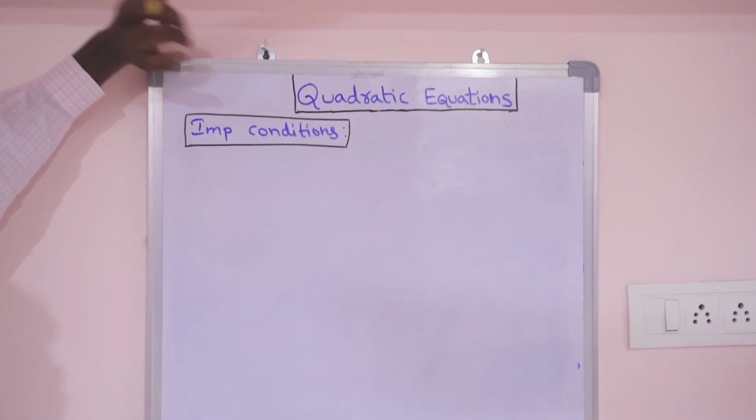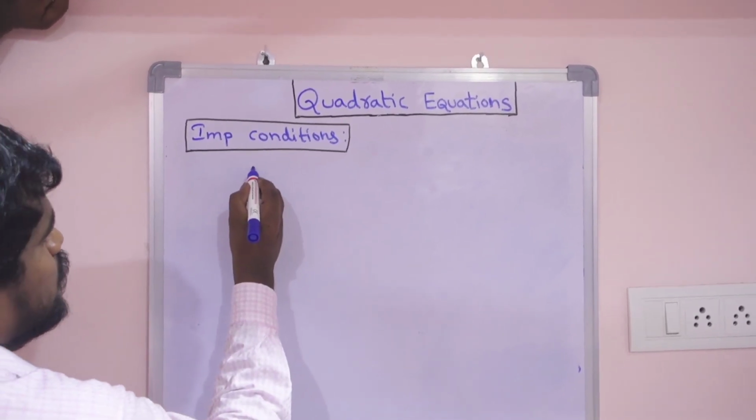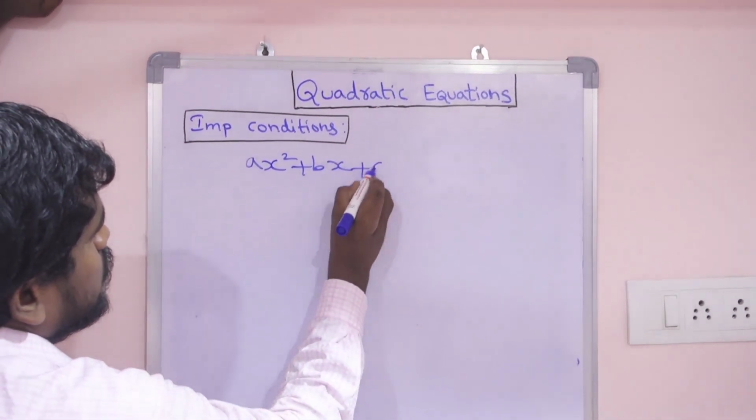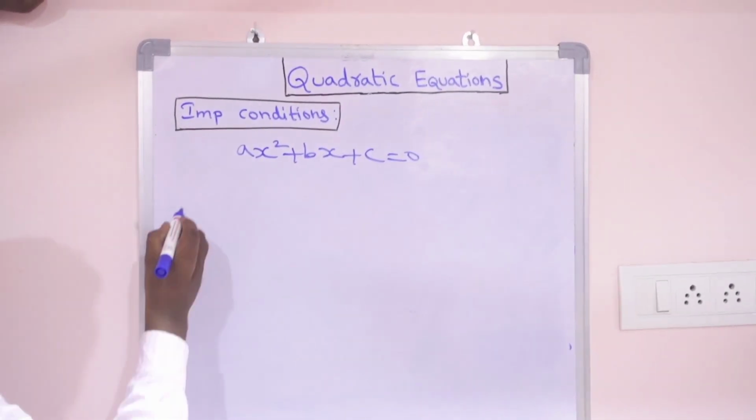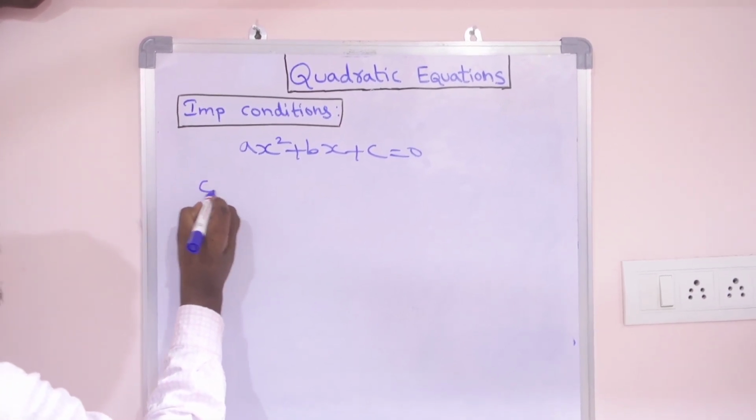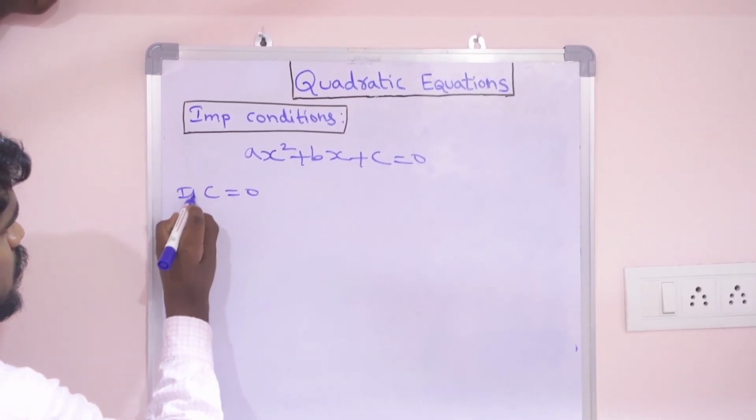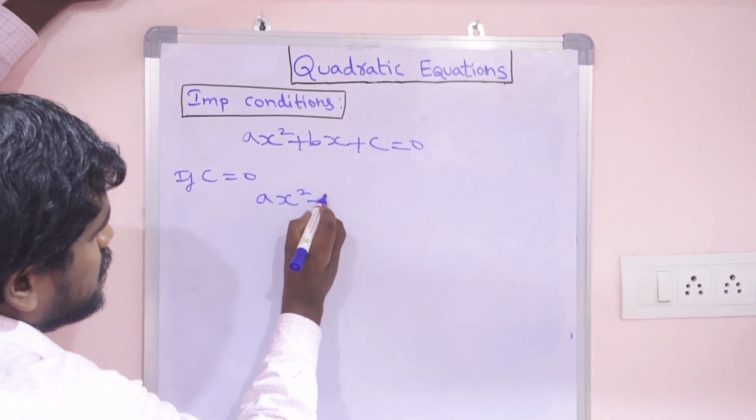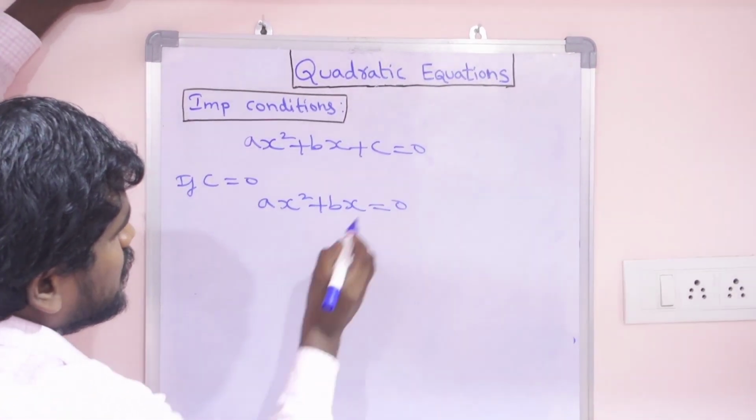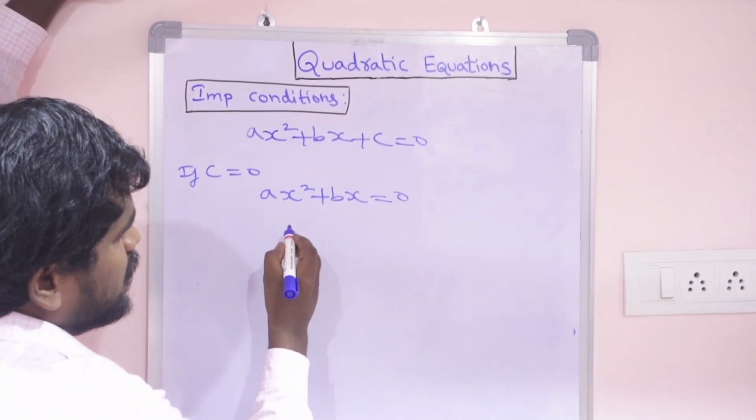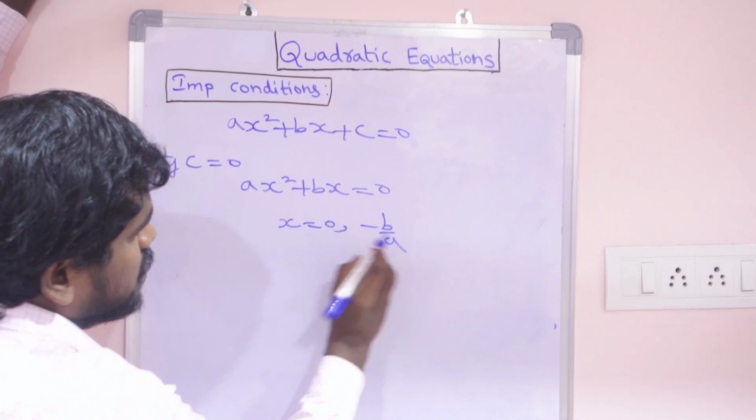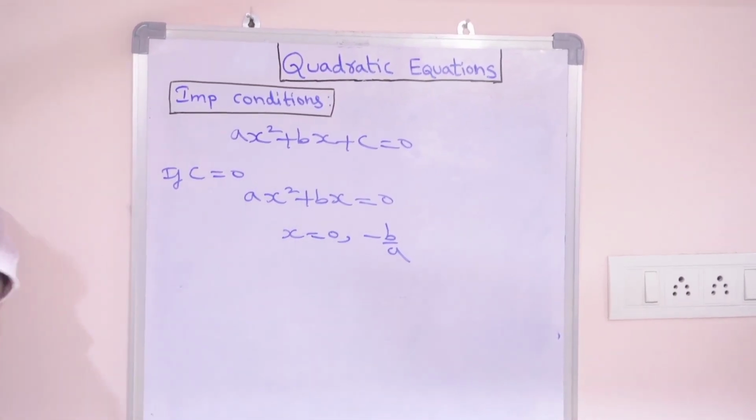We will see some important conditions. Suppose ax square plus bx plus c is equal to 0. First I am taking c is equal to 0. If c is equal to 0, this equation becomes ax square plus bx is equal to 0. What are the roots? After simplification we get x is equal to 0 and minus b by a. So the two roots are 0 and minus b by a.